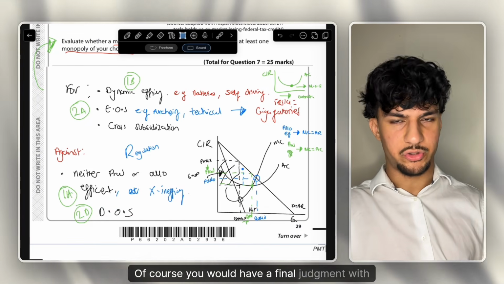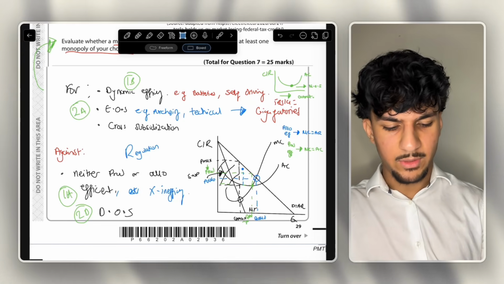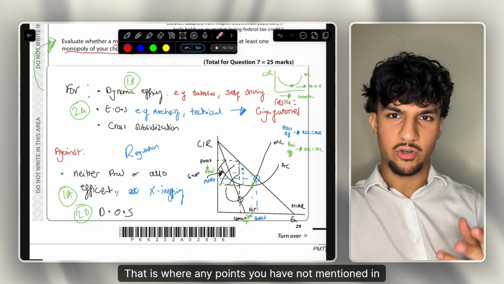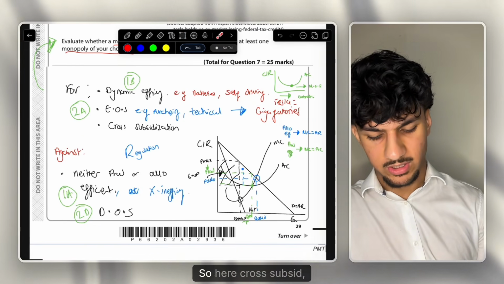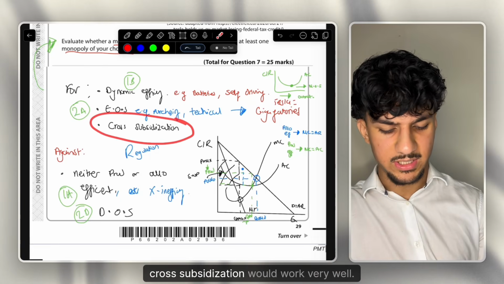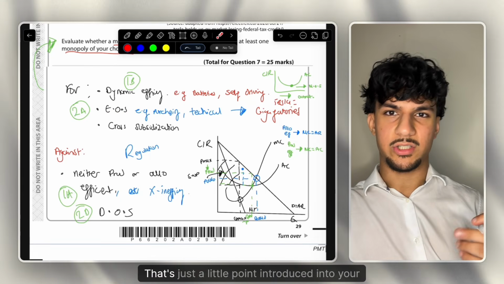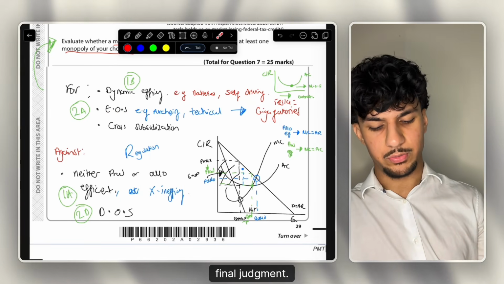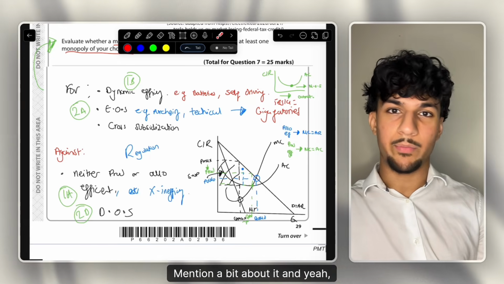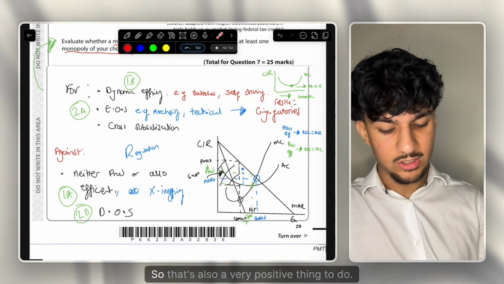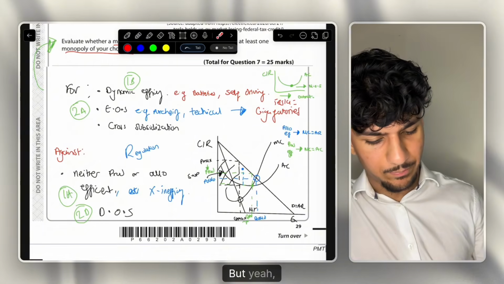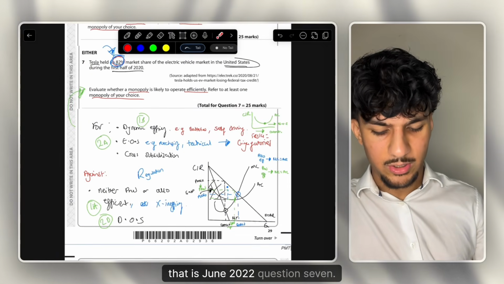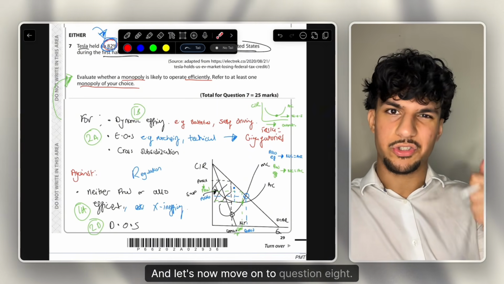Of course, you would have a final judgment with your 25-mark questions. That is where any points you have not mentioned in your plan, I would mention them there. So here, cross-subsidization would work very well. That's just a little point introduced into your final judgment, mention a bit about it, and they pick up a few marks here and there as well. So that's also a very positive thing to do. But that is June 2022, question 7, and let's now move on to question 8.